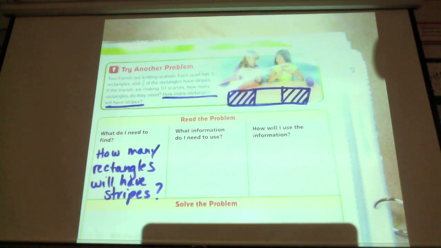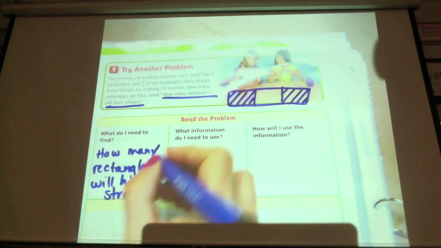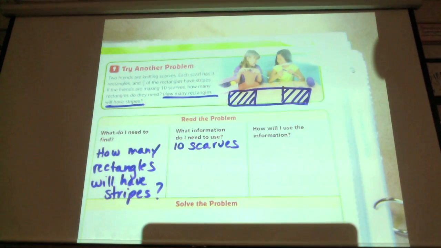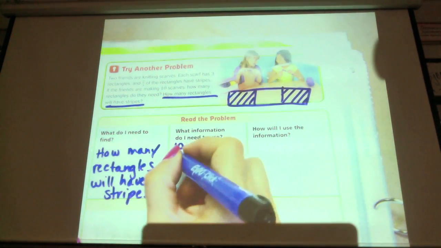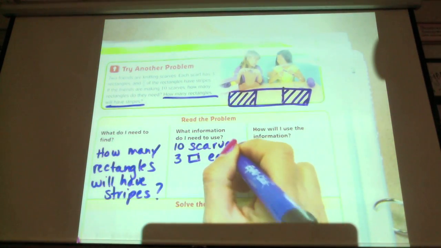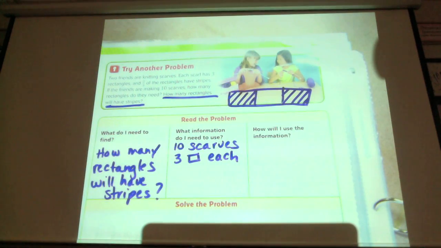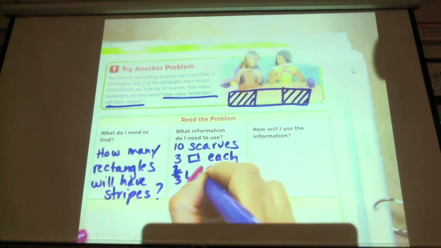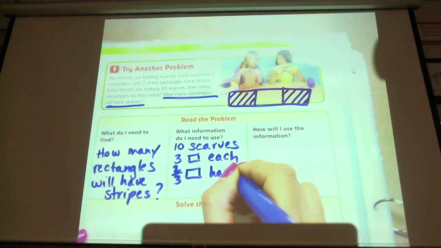What is some of the information that I'm going to use in solving this problem? What is some of the important information, numbers and things like that? Yes. There's 10 scarves. Okay. What else? More. Preston. It has 3 rectangles. Each scarf has 3 rectangles. I'm going to draw a rectangle so I don't have to write it. Okay. Owen? 2/3 of the rectangles have stripes.